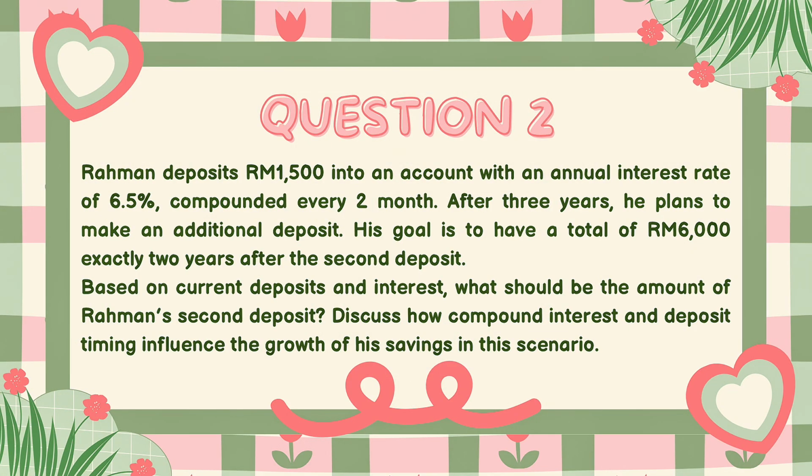Question 2. Rahman deposits 1,500 ringgit into an account with an annual interest rate of 6.5% compounded every 2 months. After 3 years, he plans to make an additional deposit. His goal is to have a total of 6,000 ringgit exactly 2 years after the second deposit. Based on the current deposit and interest, what should be the amount of Rahman's second deposit? Discuss how compound interest and deposit timing influence the growth of his savings in this scenario.